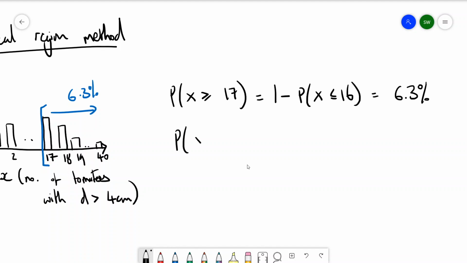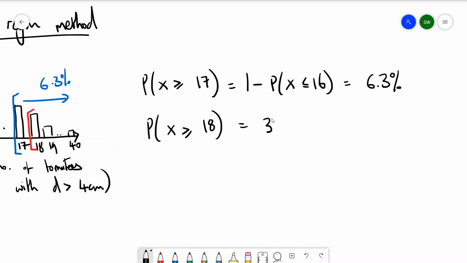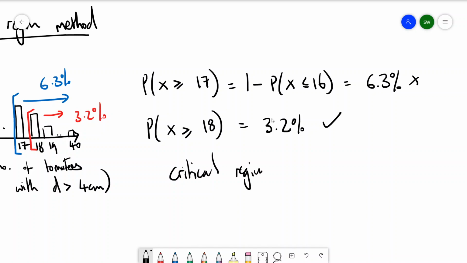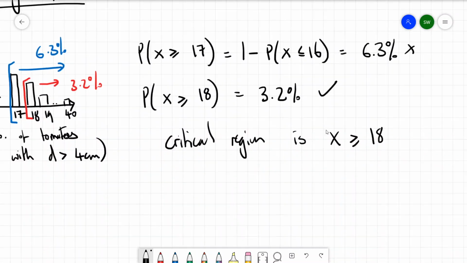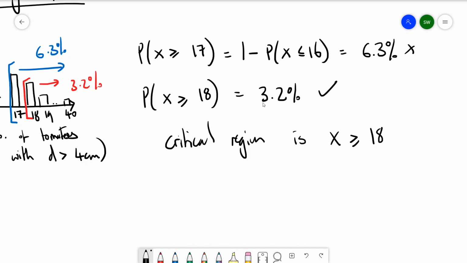So next, if we were doing this from scratch, we'd work out what's the probability of x being greater than or equal to 18 to try and make this probability smaller. So not include the 17 bar. And we already know that that's 3.2%. So this is okay, that's not too big. So we'd say that our critical region is x is greater than or equal to 18. And that ensures that the probability of being in our critical region when H0 is true is less than 5%.